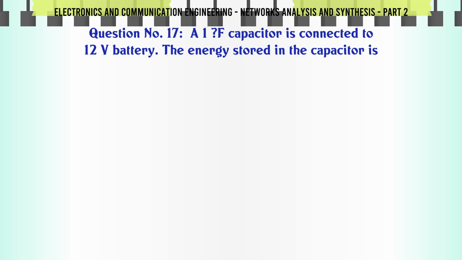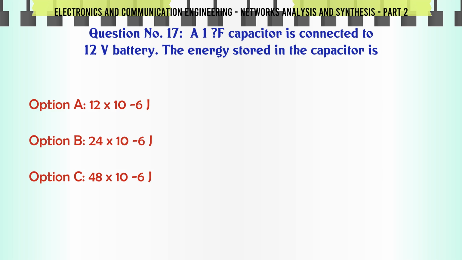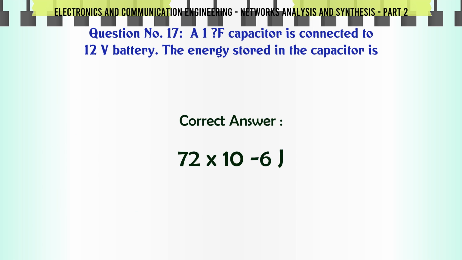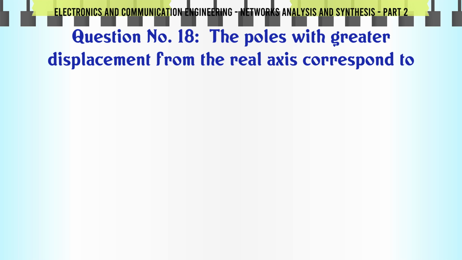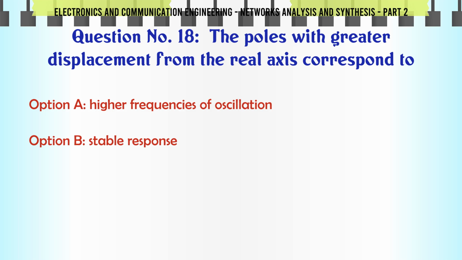A 12 microfarad capacitor is connected to a 12 V battery. The energy stored in the capacitor is A. 12x10^-6 J, B. 24x10^-6 J, C. 48x10^-6 J, D. 72x10^-6 J. The correct answer is 72x10^-6 J.